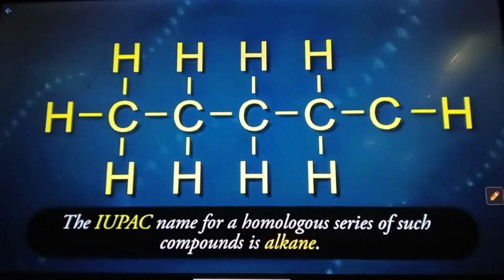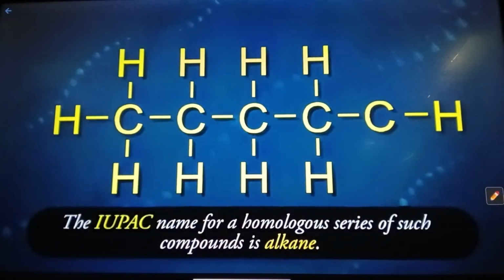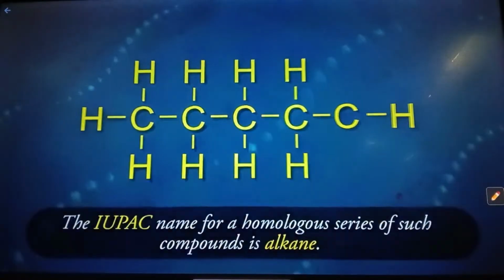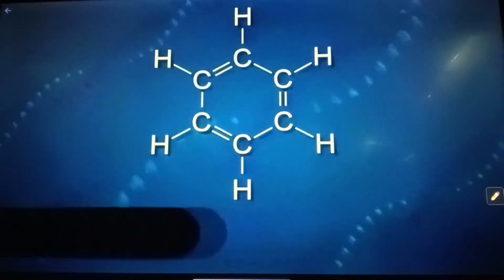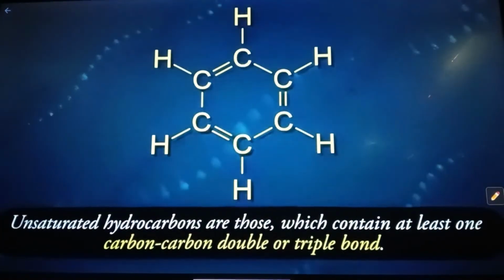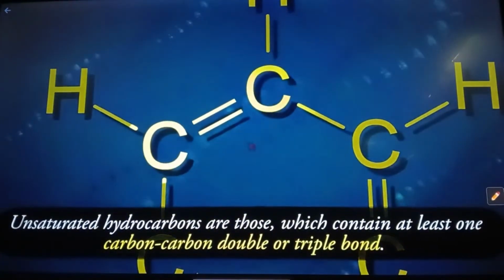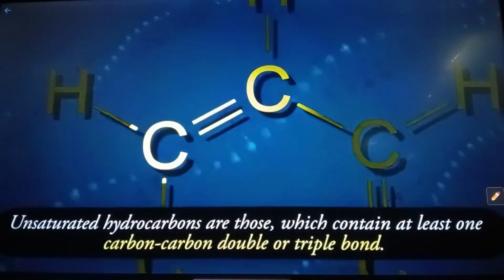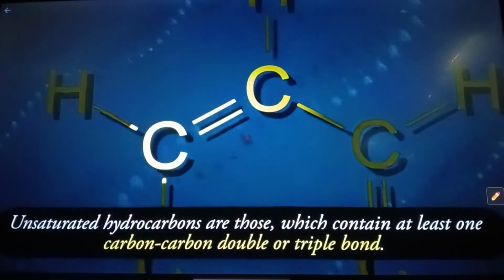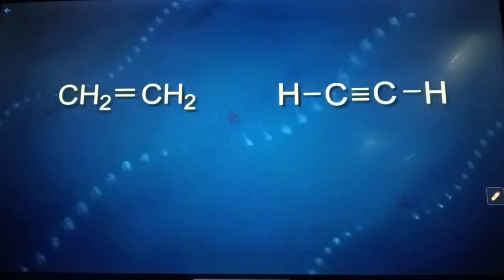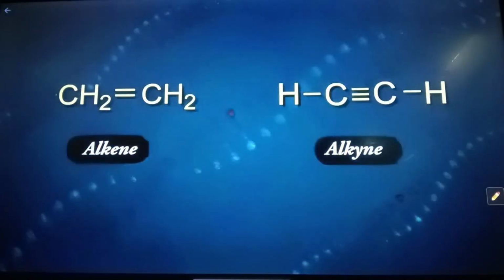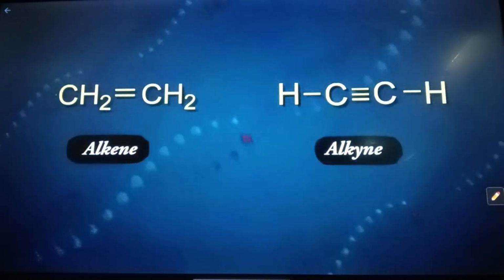The IUPAC name for a homologous series of such compounds is alkane. Unsaturated hydrocarbons are those which contain at least one carbon-carbon double or triple bond. The IUPAC name for a homologous series of such compounds is alkene and alkyne respectively.